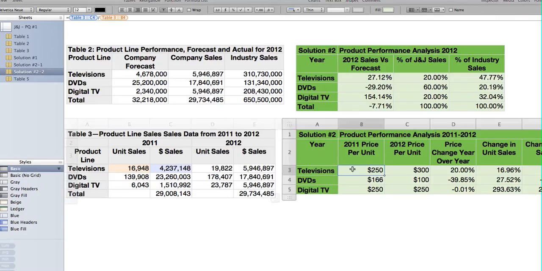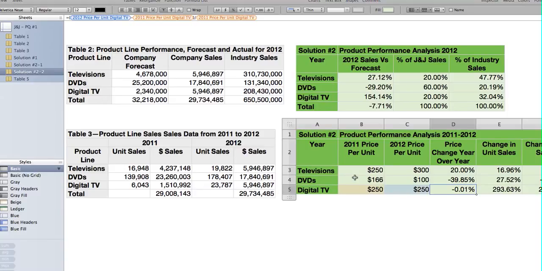In order to do that, we can calculate the per unit price for each of the product lines for each year. You do this by taking the sales dollars and dividing by the unit sales for that product line. We did that for each of the 3 products for both 2011 and again for 2012. And this allows us to see how the price has changed year over year. So for televisions, our price has gone up. For DVDs, it's gone down, and digital TV has remained the same.